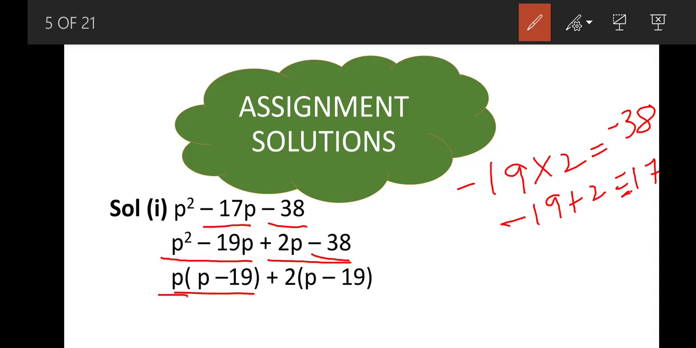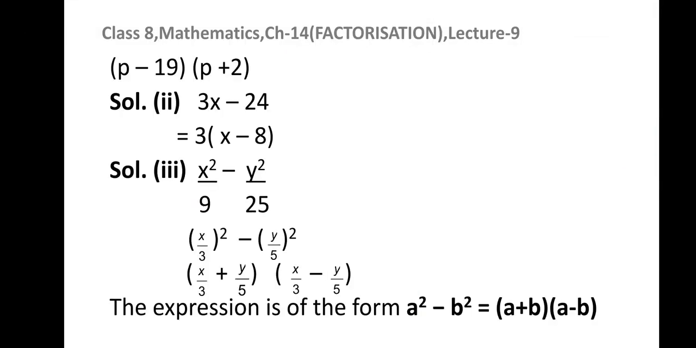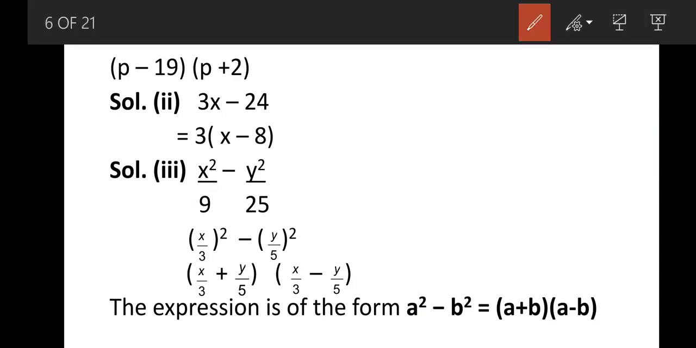What is the common factor of 2 and 38? That is 2. So I have written 2 outside. What will be left inside the bracket? P minus 19. So p minus 19 and p plus 2 are the two factors of this first part.